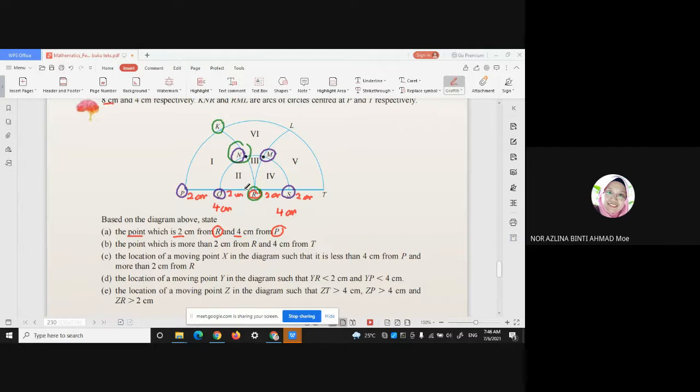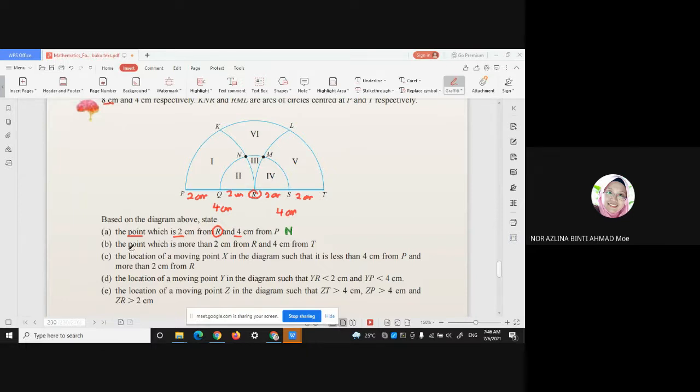So which point has two colors? Just now purple, second color green. So which one has two colors? So the point is N. So the answer is N. Okay, next, B. The answer here is N for A.